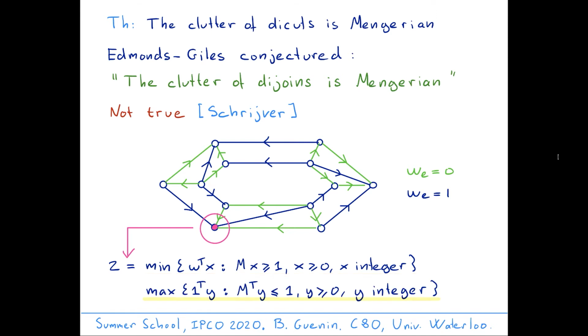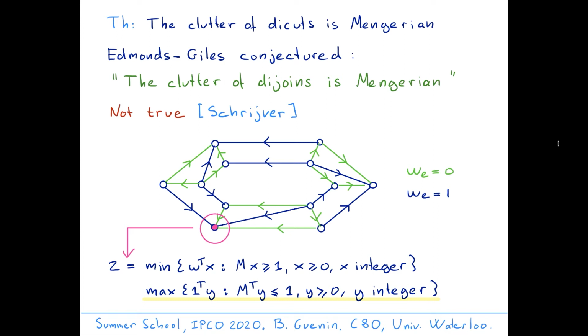Now let's look at the maximization problem. Here we have one variable for every dijoin, and what we're looking for is the largest size of a collection of dijoins that are pairwise disjoint and that are contained in edges with weight 1, so in the blue edges. I'd like to claim that the optimal value of this maximization problem is 1, which will prove that the clutter of dijoins is not Mengerian.